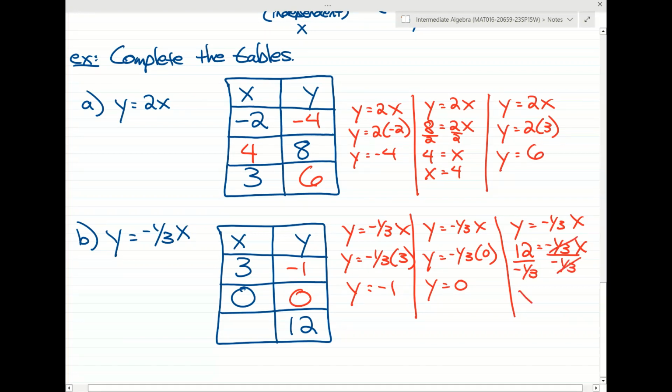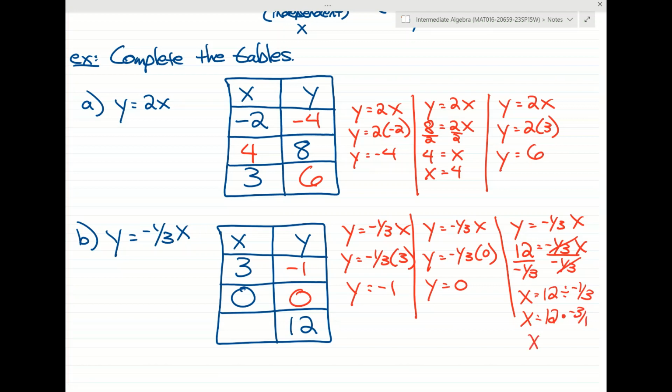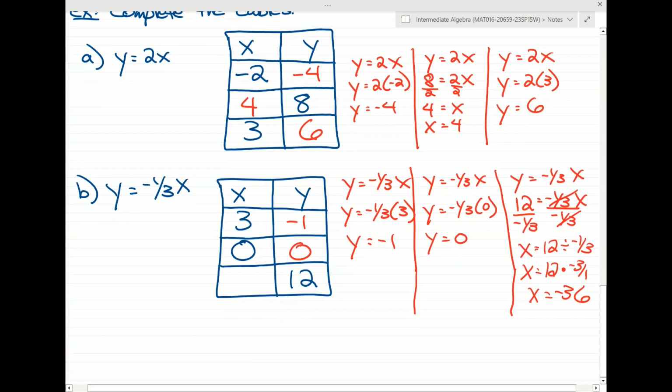what we'd get is x is equal to 12 divided by -1/3, or 12 times negative 3 over 1, which is negative 36. So we change division to multiplication, and then we multiply by the reciprocal, which is just the flip of the fraction. So x would be negative 36.